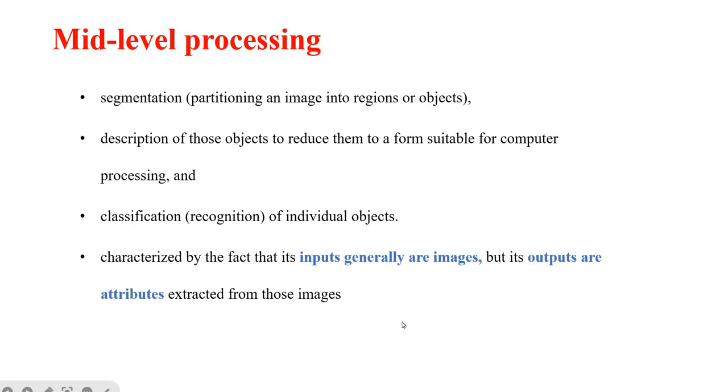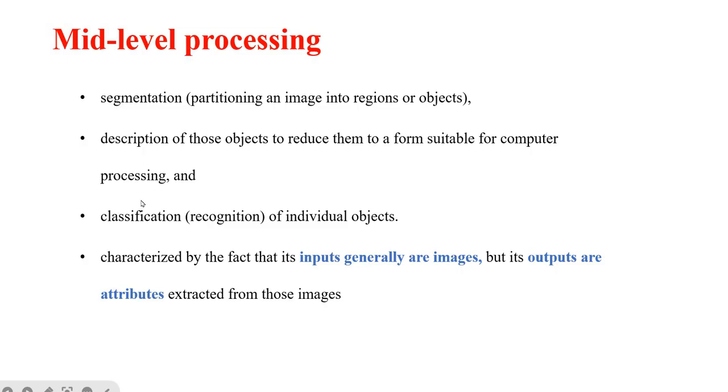Next you have the mid-level processing. Mid-level processing focuses on extracting the useful information from an image. Unlike the low-level processing, which only improves the image quality, the mid-level processing tries to understand the image in parts. The key functions of the mid-level processing are segmentation, that is, dividing an image into regions or objects. For example, separating a person from the background in a photo.